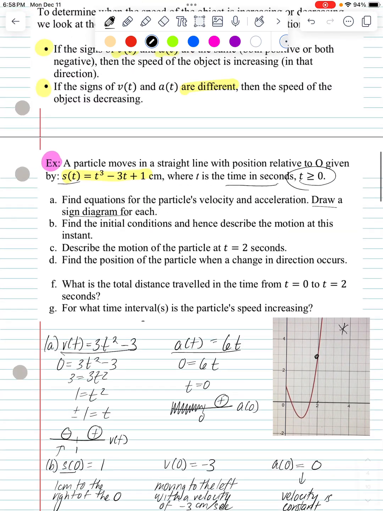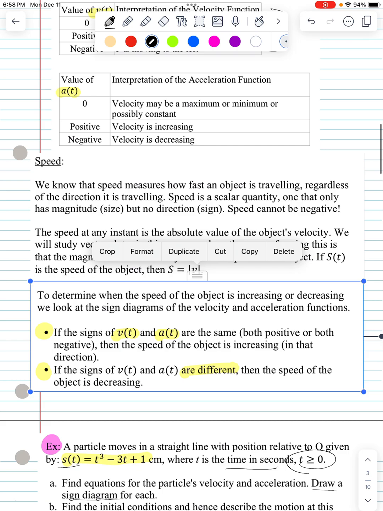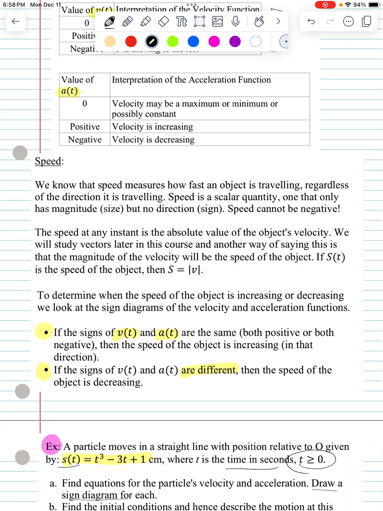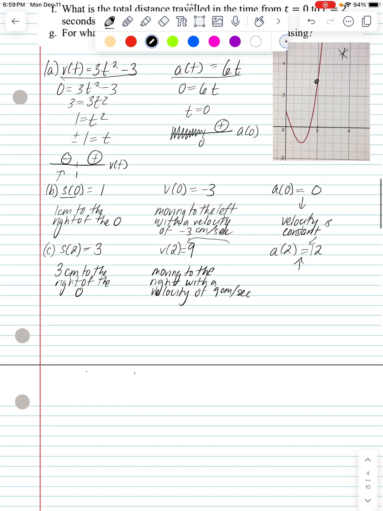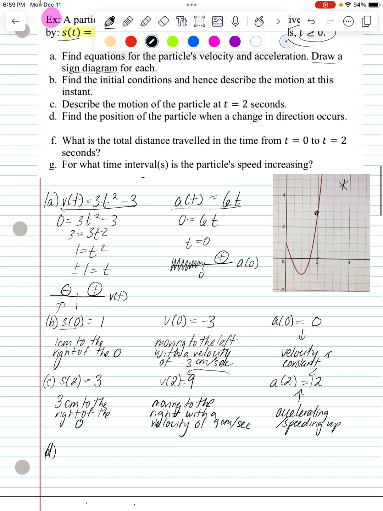So if you remember about the idea of speeding up or slowing down, speeding up is when we see that both the velocity and acceleration functions have the same sign. So they're both positive or both negative. So this is telling us that the particle is accelerating or speeding up. Okay. And that's all that one was asking.